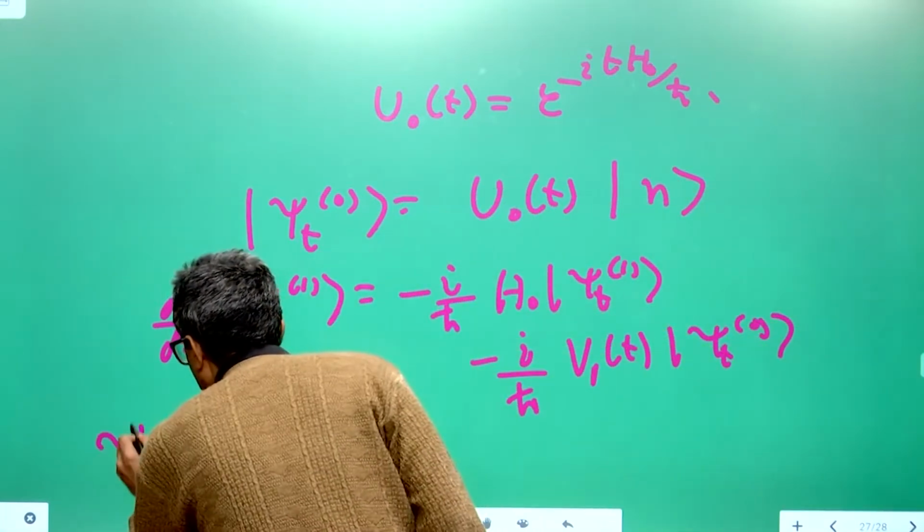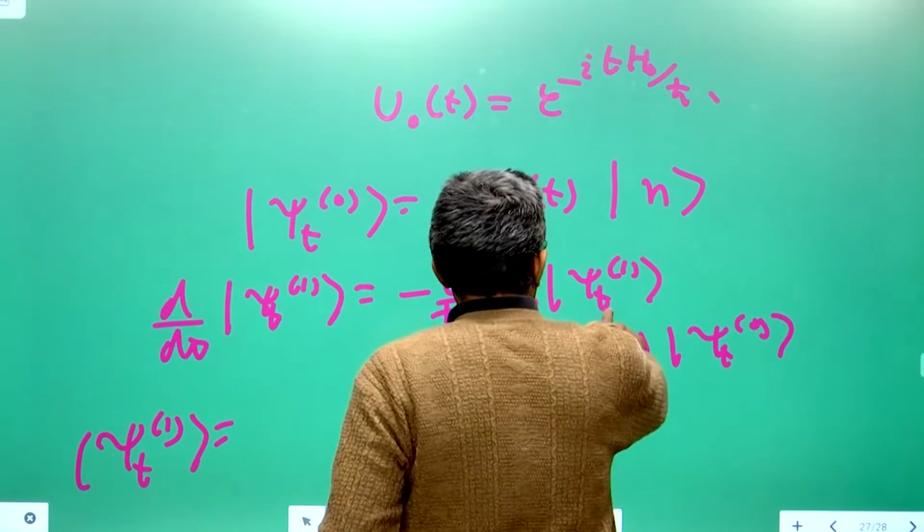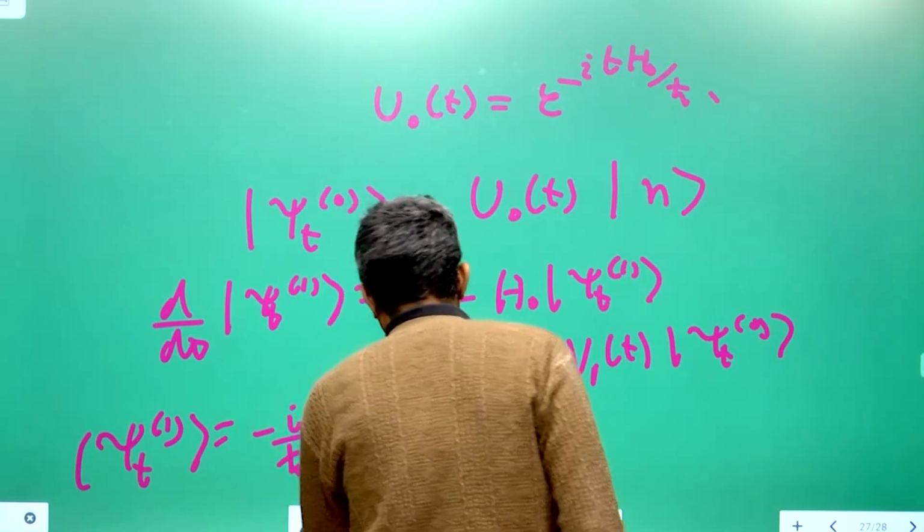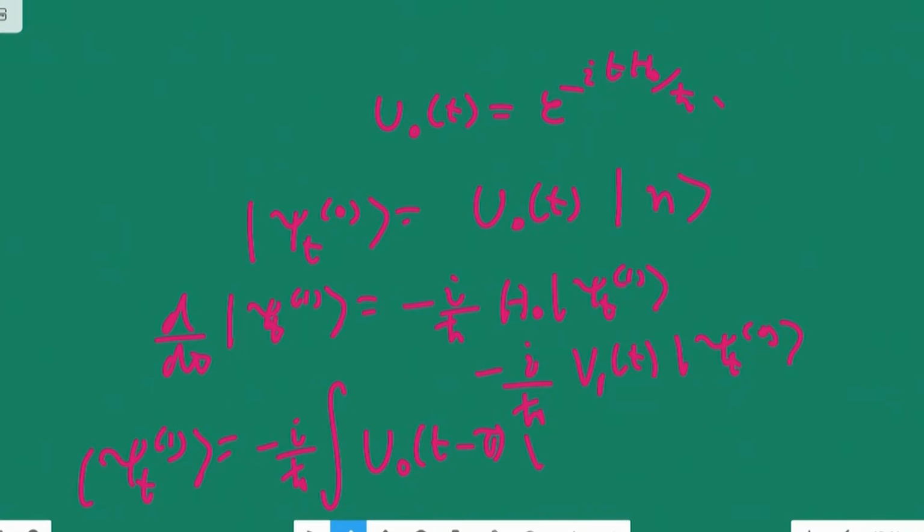So, the solution here is psi1(t) is equal to, since the initial perturbation is 0, simply a convolution: minus i by h cross integral e power minus i (t minus tau) h0 by h cross, so u0(t minus tau) into V1(tau) into psi0(tau) d tau from 0 to t. You can substitute for psi0(tau) from this equation and you get that psi1(t) equals minus i by h cross integral u0(t minus tau) into V1(tau) into u0(tau) multiplied by n d tau from 0 to t, where u0(t) is the unperturbed evolution operator.